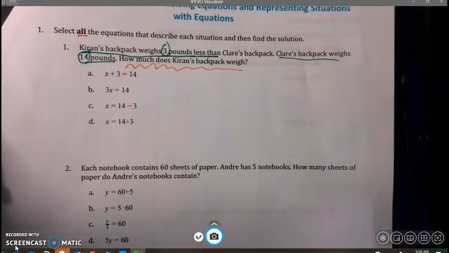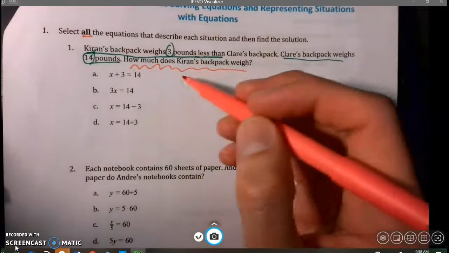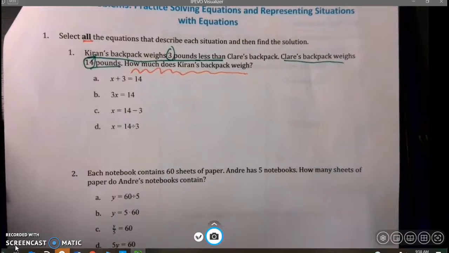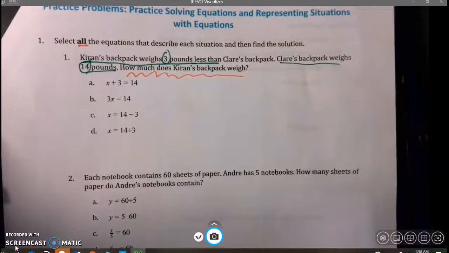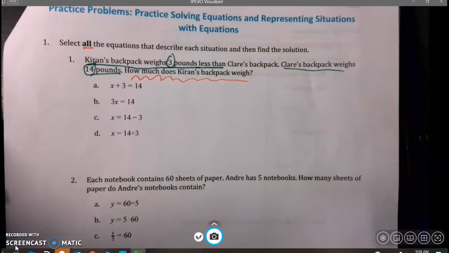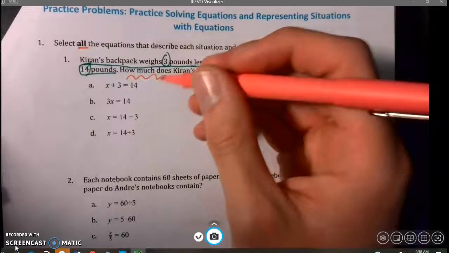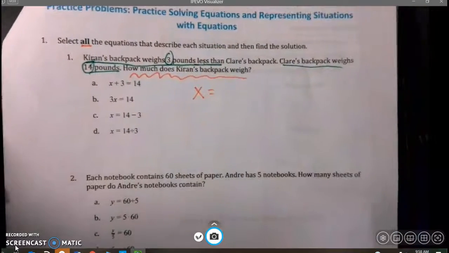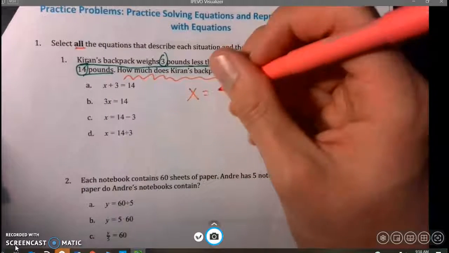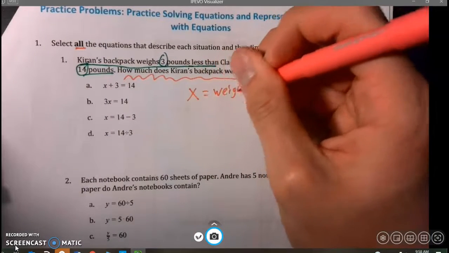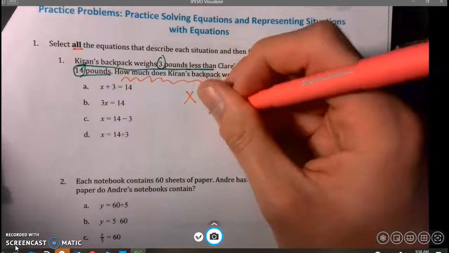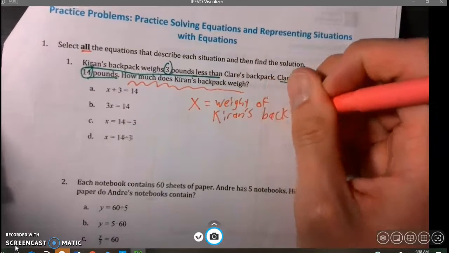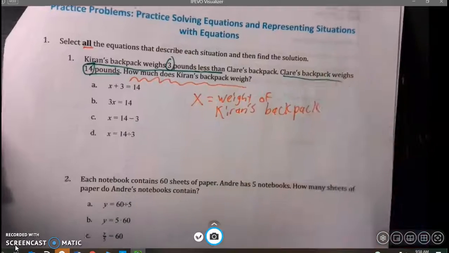Once again, whatever the question is, that's what your variable is going to represent, because the variable is that unknown number. That's always what the question is asking: what is that number I don't know yet? So x is the weight of Karan's backpack, because that's our question. That's what we're trying to find.